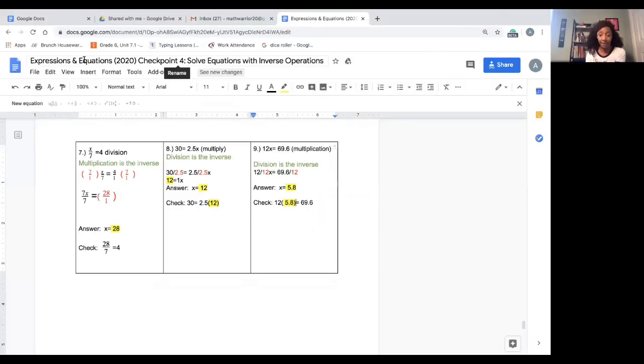I hope you guys see the relationship that multiplication and division have. They are both inverse operations. They undo each other. I hope you enjoyed this lesson, and I hope you continue solving equations.